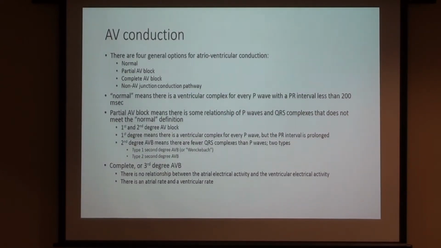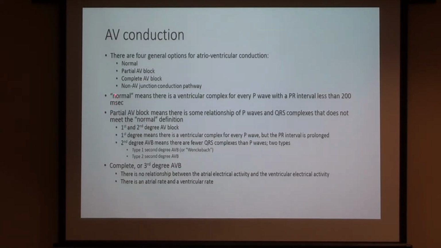Okay? Normal AV conduction means that there's a QRS after every P wave and the PR interval is less than 1 big box. That's it. Nothing else. It's not any more complicated than that. If there is normal AV conduction, there is a QRS after every P wave, and the PR interval is less than one little box or 1 big box or less. That's pretty good. Partial AV block means that there is some relationship between P waves and QRS complexes that doesn't meet this normal definition. Okay?